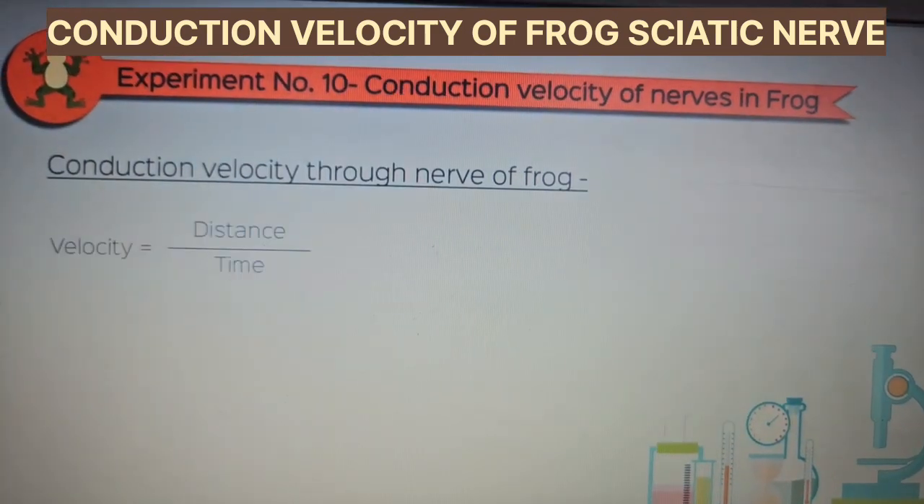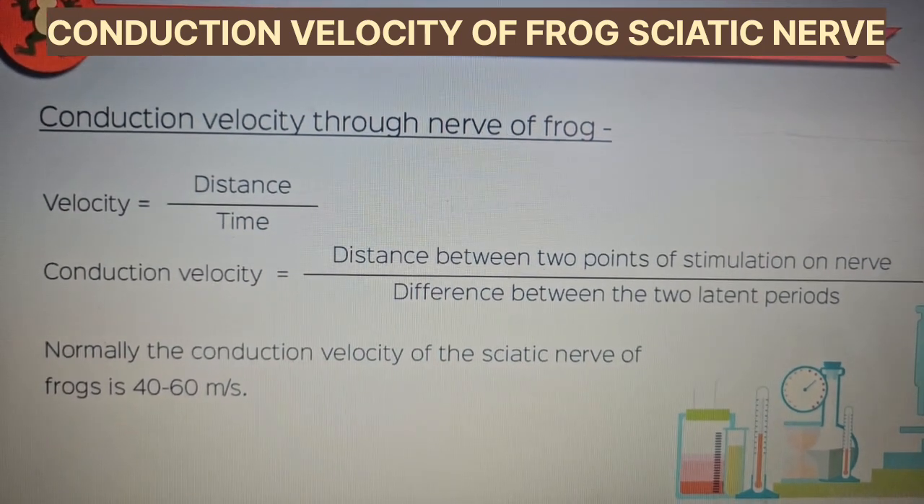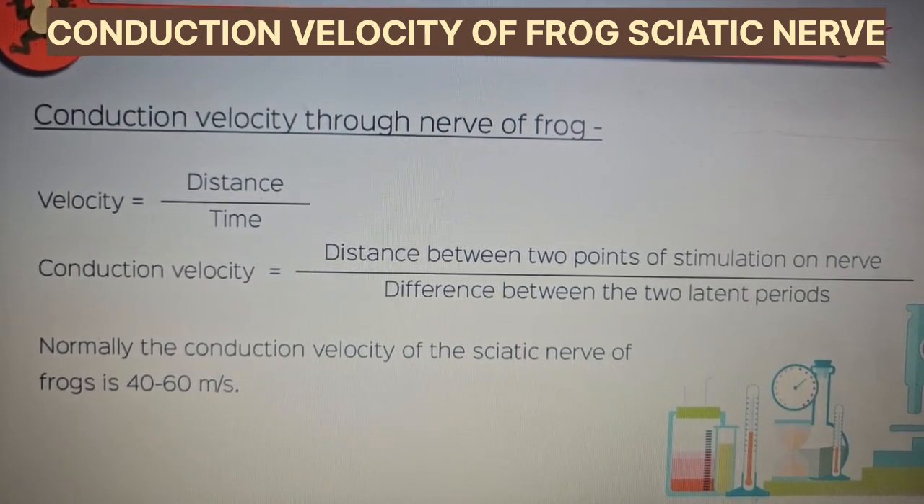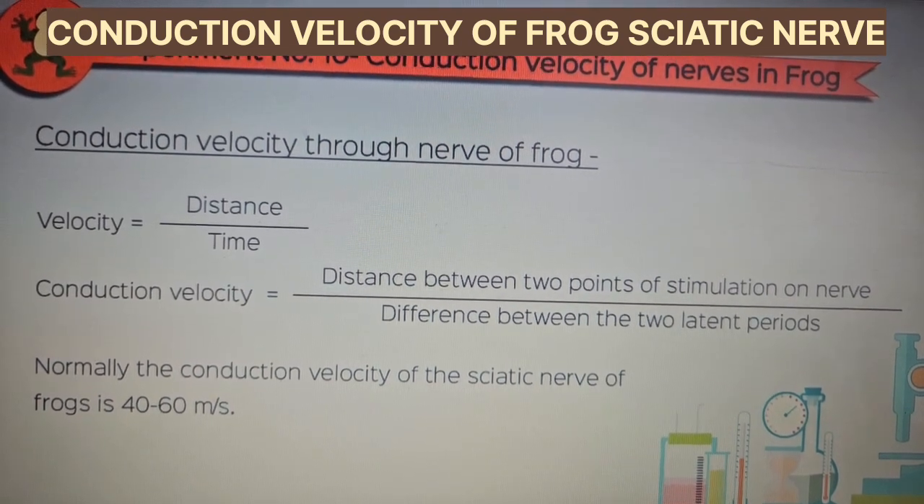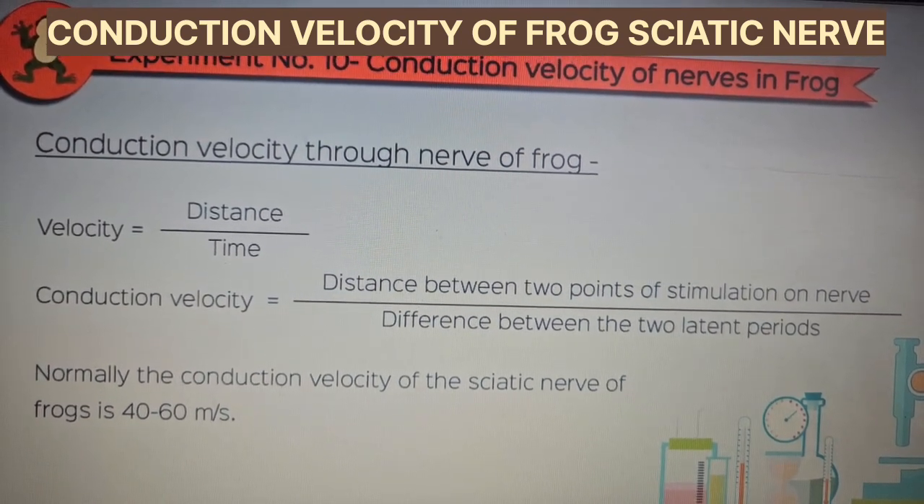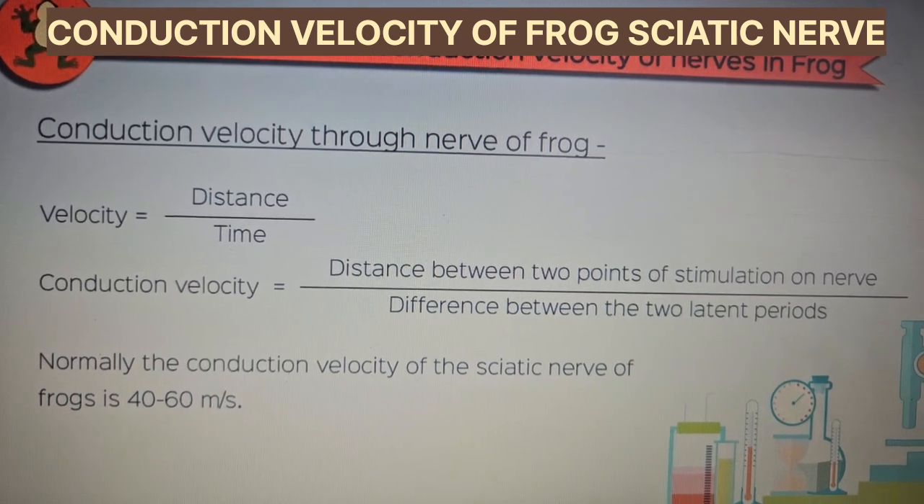Now it becomes easy to calculate the speed or velocity of conduction of the nerve using the formula velocity is equal to distance divided by time. Thus, the conduction velocity is equal to the distance between the 2 points of stimulation on the nerve divided by the difference between the two latent periods.